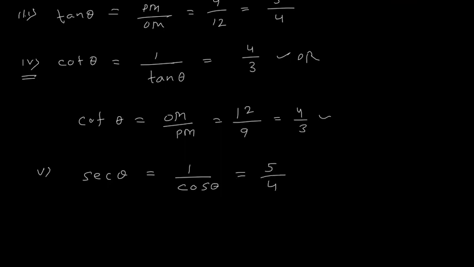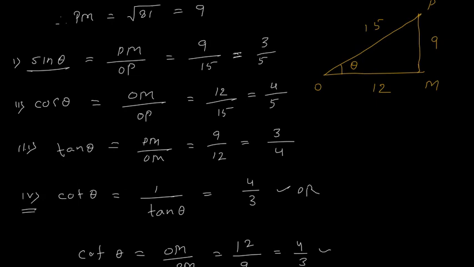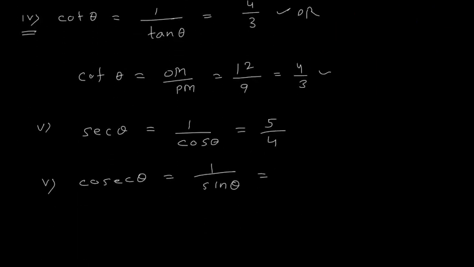This is fifth. And sixth we will write cosec theta. Now cosec theta is 1 upon sin theta. That means I will check the reciprocal of sin theta. Now the sin theta is 3 upon 5. So cosec theta is 5 upon 3. This is the value of cosec theta.